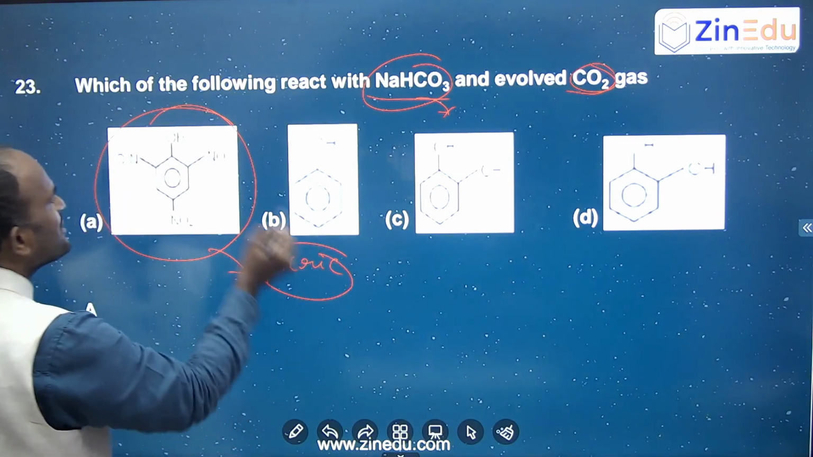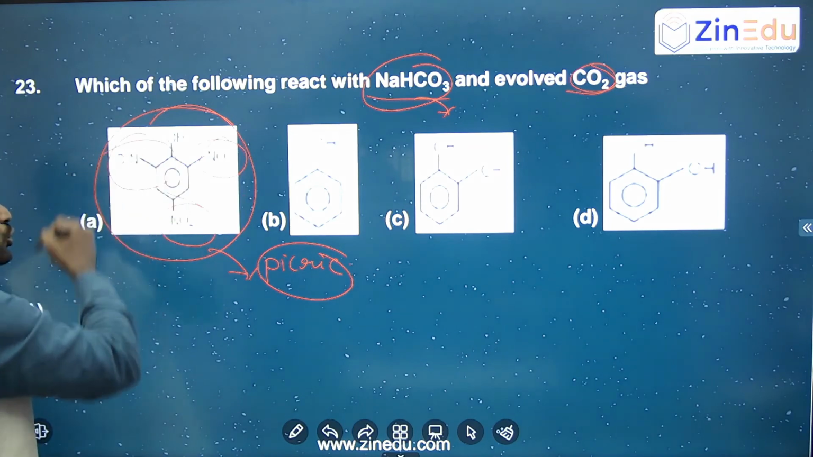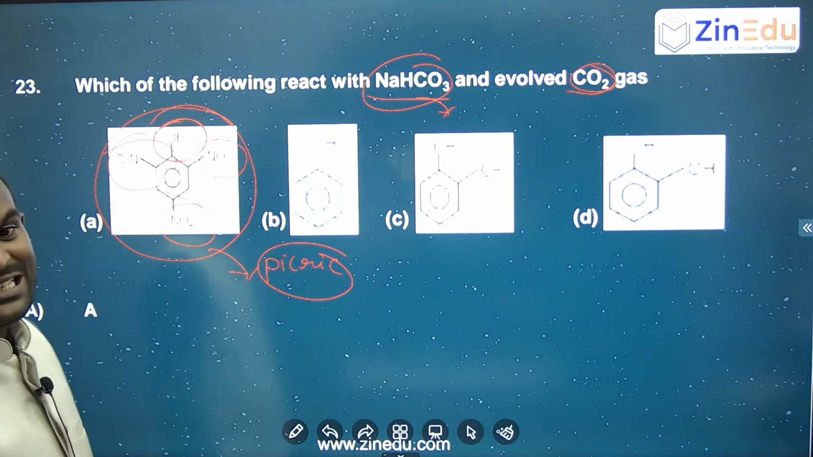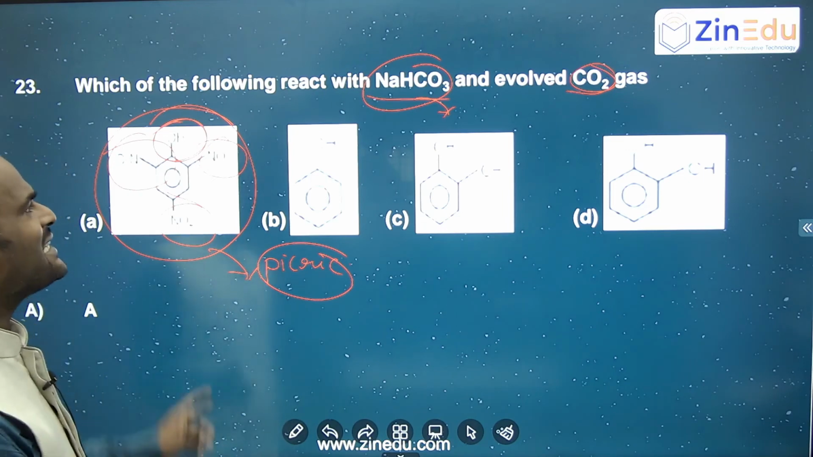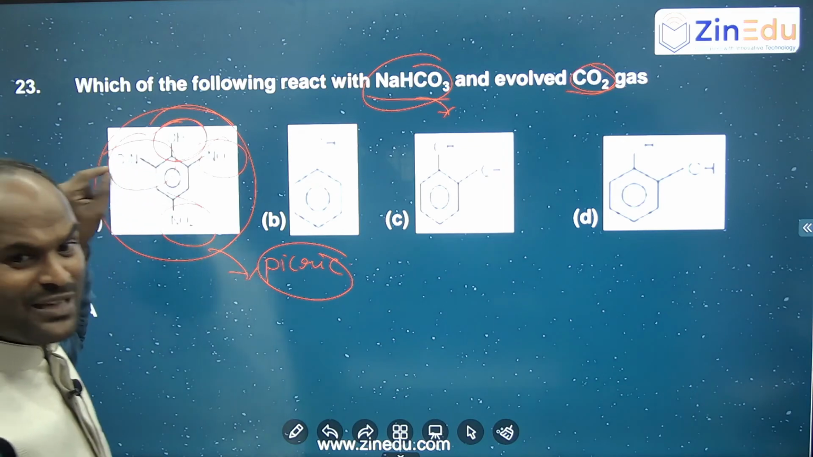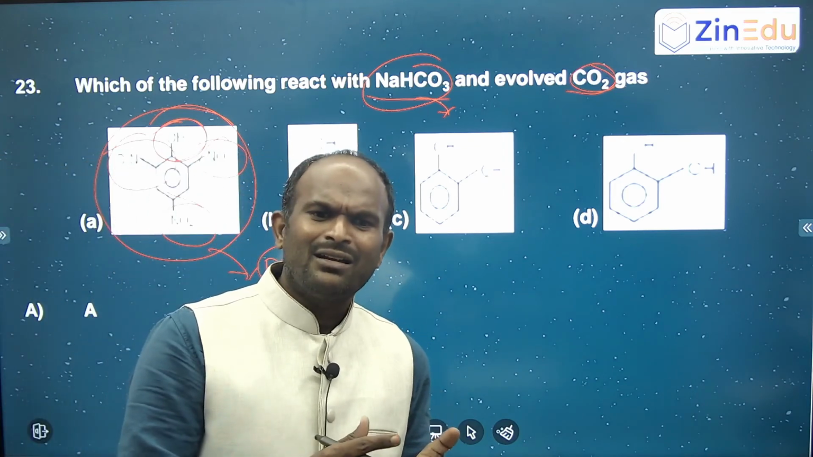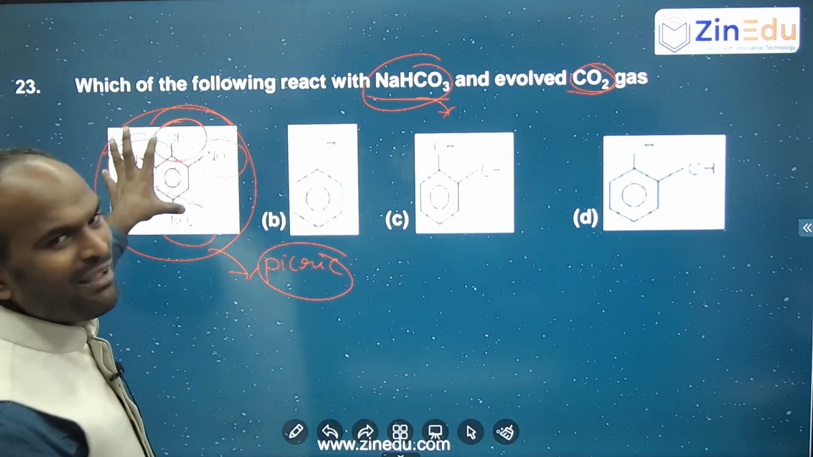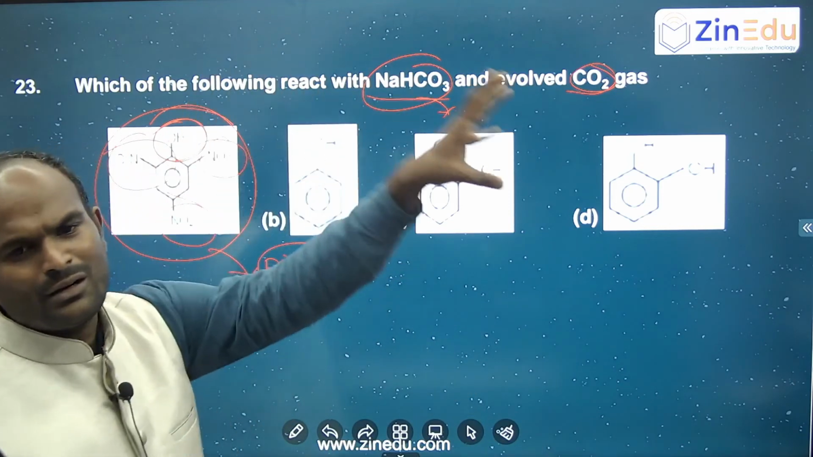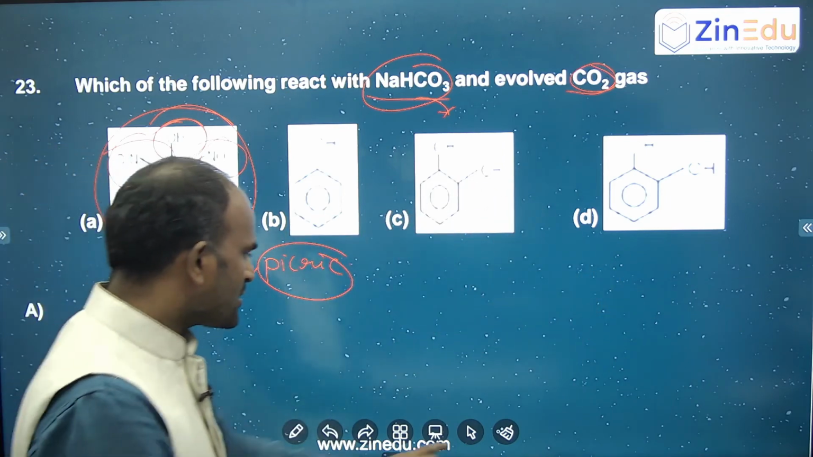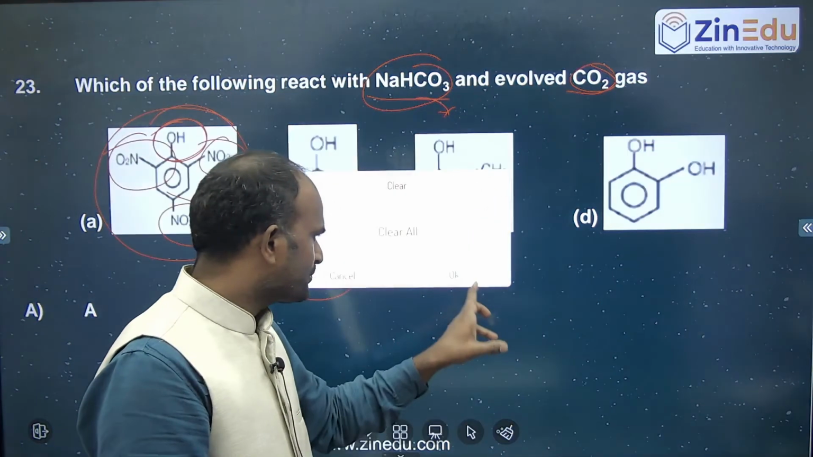Because of the presence of these three NO2 groups, the acidic character of this phenol is going to be increased enormously. That's why it is able to react with sodium bicarbonate and liberate carbon dioxide gas, similar to any other carboxylic acid. So now its pKa value is almost equal to that particular carboxylic acid's pKa, right? Next.